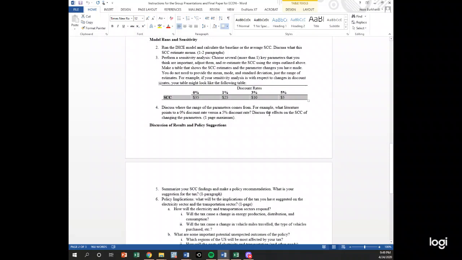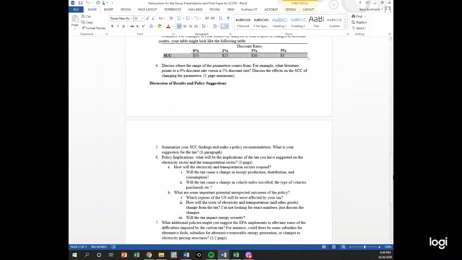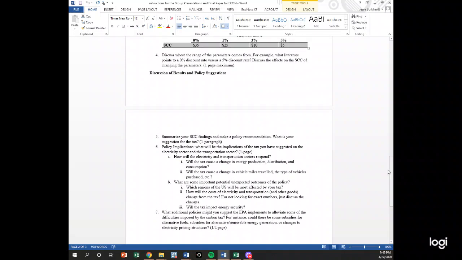Discuss where the range of parameters come from. So this is where you need to cite literature. Please cite it in an acceptable style, where you give the author's name and then the year of the publication in the text, and then you have a reference section at the bottom of your paper. I'll take points off if you don't do that. For example, some people only give me the references at the bottom of the paper, but they don't tell me what the references are referencing within the text. That's not okay because I don't know what the references are for.